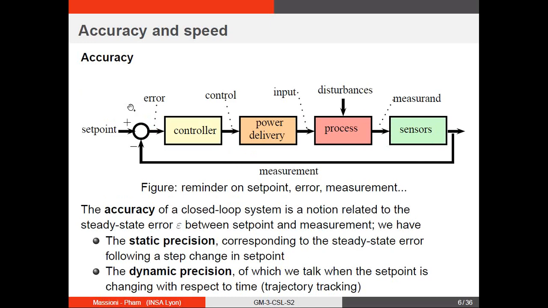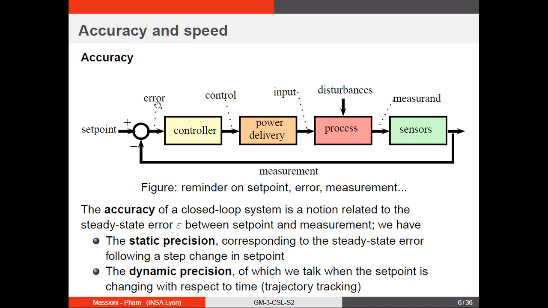Typically, for a closed loop, for a feedback system, as we have seen in the first class, what is the accuracy? The accuracy is basically the difference between the set point and the measurement. So your closed loop system, your control system, is accurate if this error goes to 0 eventually. We call this performance the static precision. If you have a step change in set point, so static precision means, imagine your set point is constant or piecewise constant, it changes from a certain value to another constant value, then will the error be 0 eventually for t going to infinity?